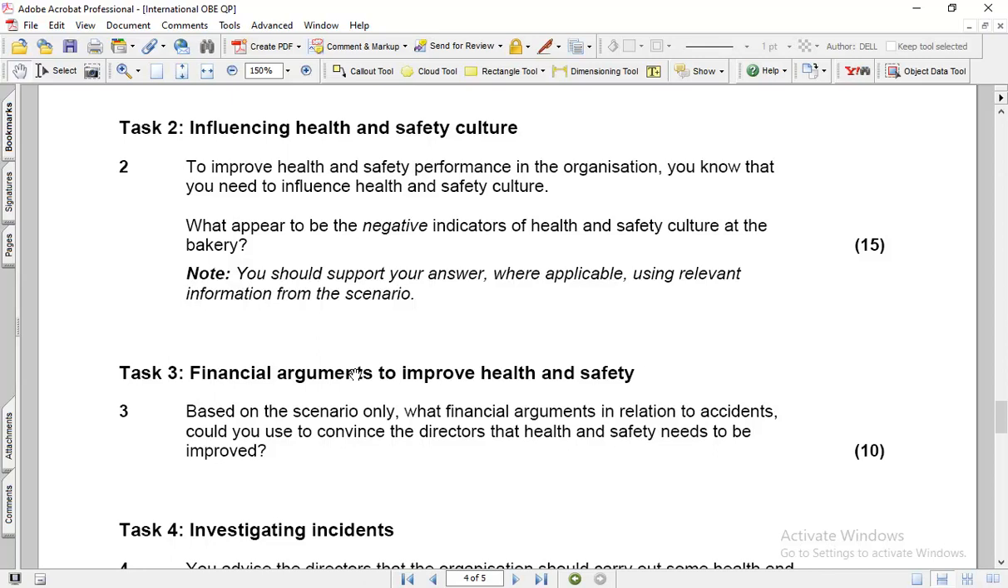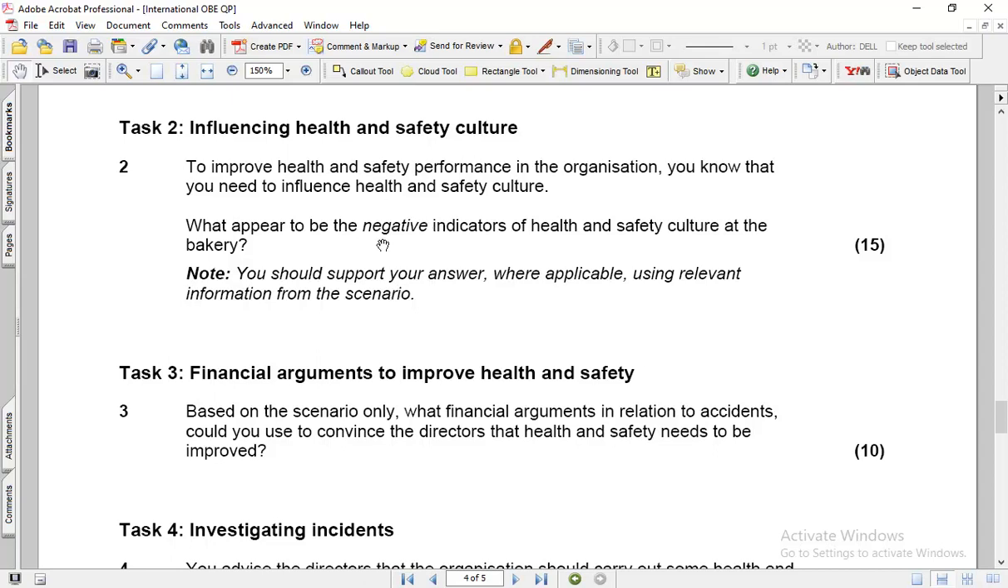Task 2, introducing health and safety culture. To improve health and safety performance in the organization, you know that you need to influence health and safety culture. What appear to be the negative indicators of health and safety culture at the bakery? We have a task of 15 marks. Note, you should support your answer where applicable using relevant information from the scenario.